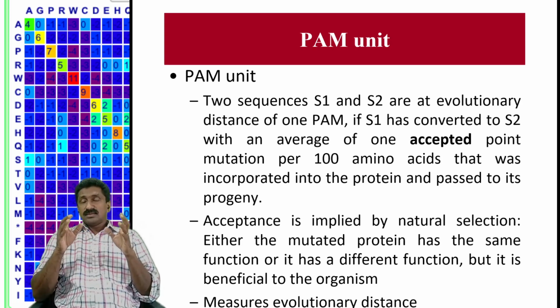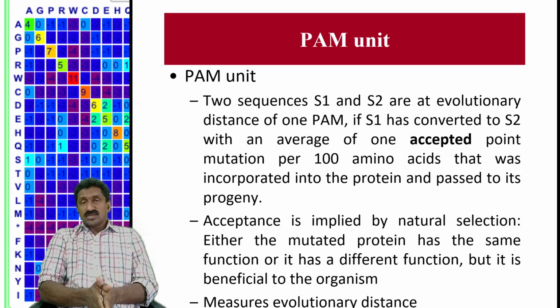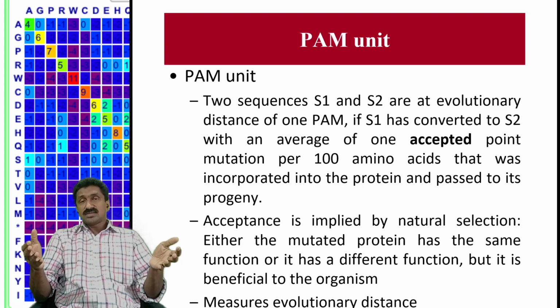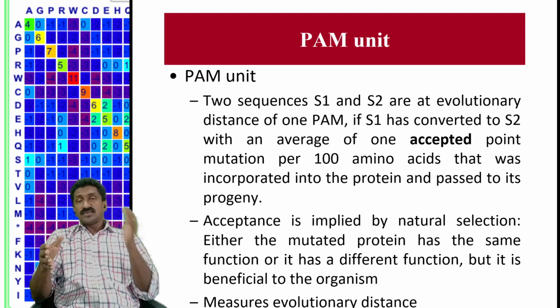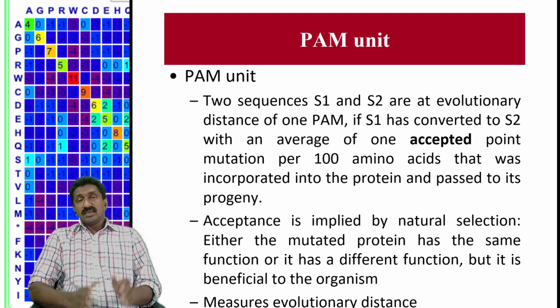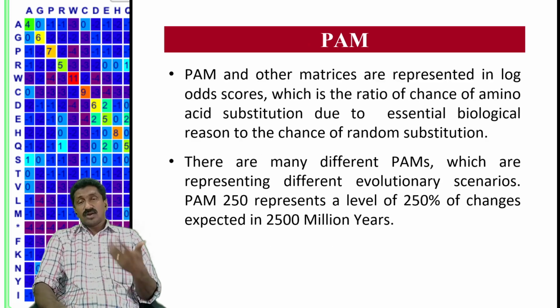And anyway, this PAM actually indicates the evolutionary distance. So a lower PAM value means they are very closely related. If there are more probabilities of changes, that means they are very distantly related, and it may take millions of years of evolution to occur that many mutations. Maybe 250 mutations in 100 amino acids. Maybe that will take a longer time.